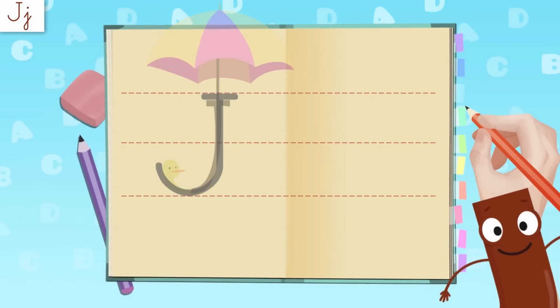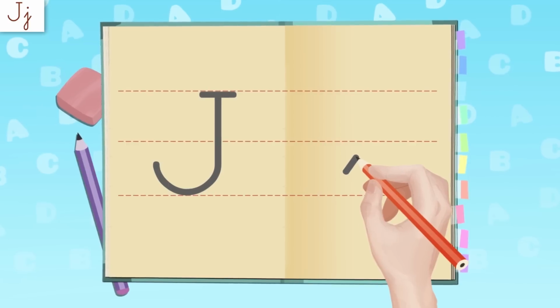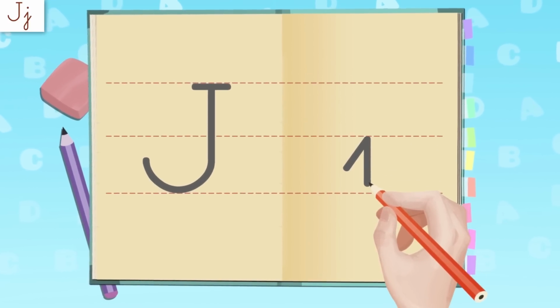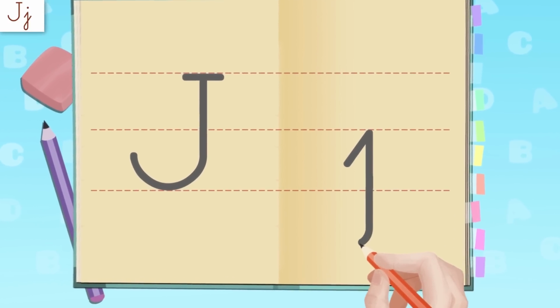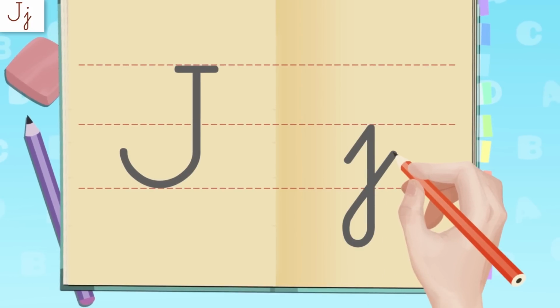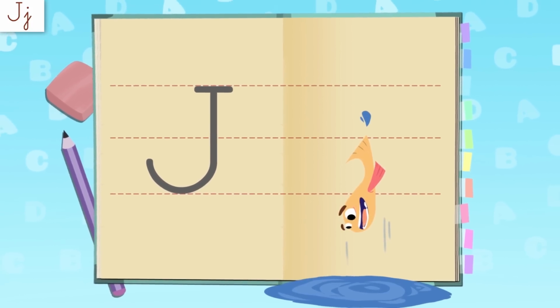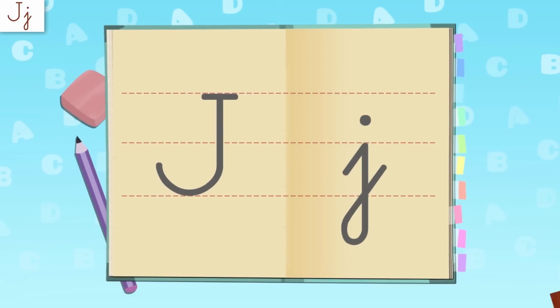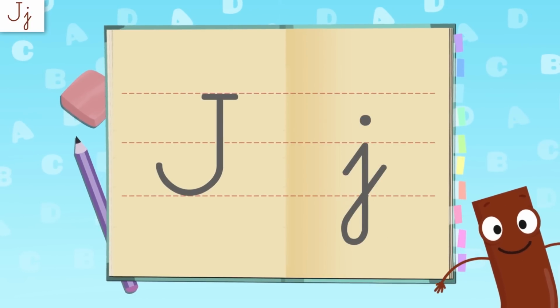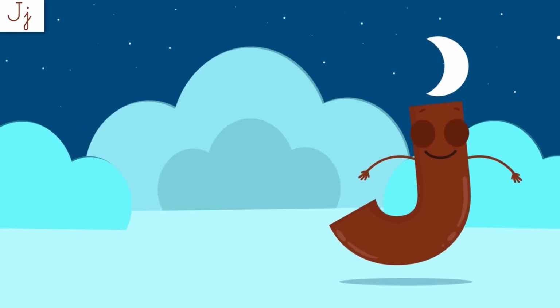Now let's try the lower caps. Okay, take a good look. We start here and go up and now down. Right at the bottom, we curve into a loop and finish with both lines crossing. Done! Oh, don't forget the dot! Now I look like a fish. Try it at home with pen and paper. It's super easy. Now let me show you words that start with my letter.